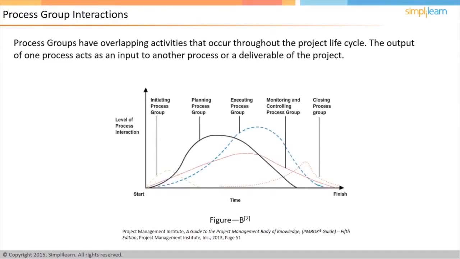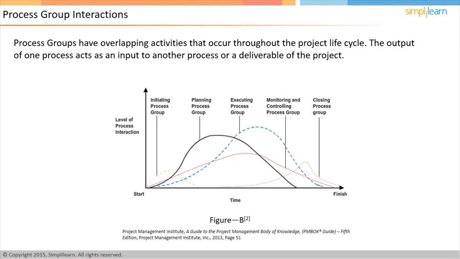Process groups have overlapping activities that occur throughout the project lifecycle. The output of one process group is generally the input to another or a deliverable of the project. For example, Project Management Plan is an output of Planning Process Group and an input to Execution Process Group. Note that production of the plan is not a one-time activity. As the project progresses, the project management plan may get updated as a result of the monitoring and controlling processes. The updated project management plan once again forms an input to the execution process group.